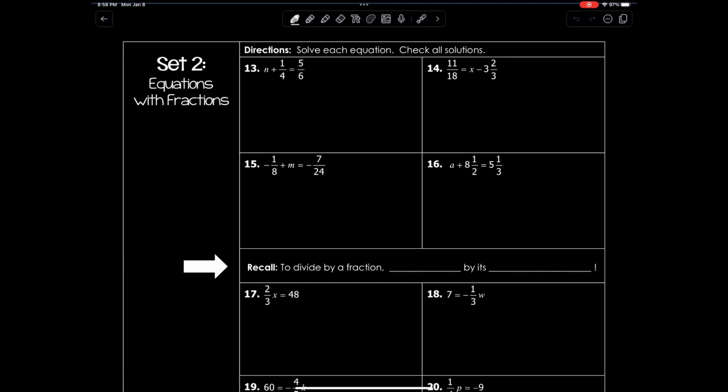Okay, hi everyone. We're going to be starting where we left off yesterday. I believe we just finished this problem down here, number 17. So, just a quick recap. When we divide by a fraction, we multiply by its reciprocal.